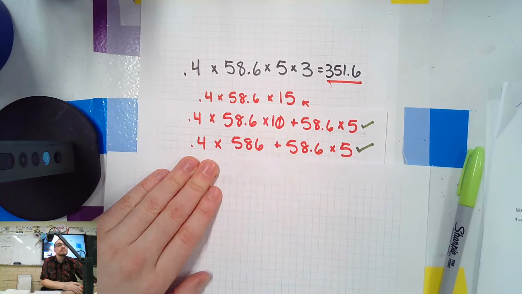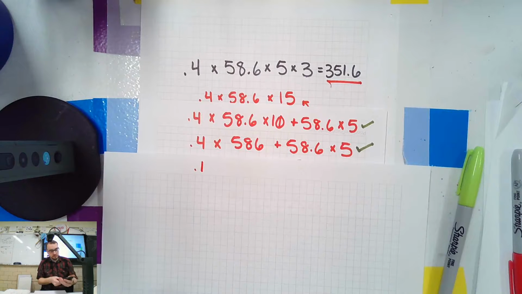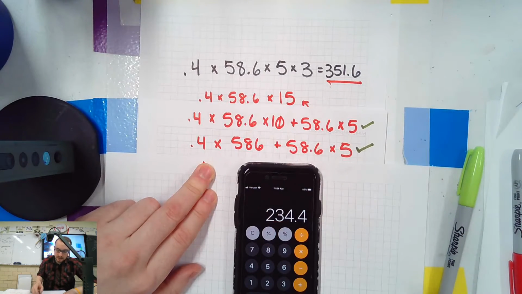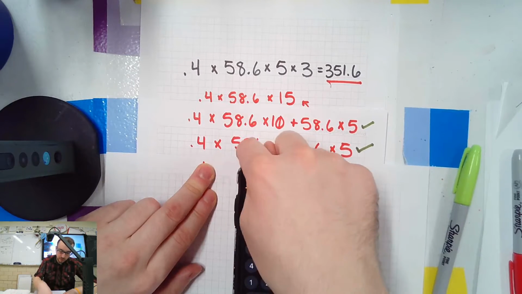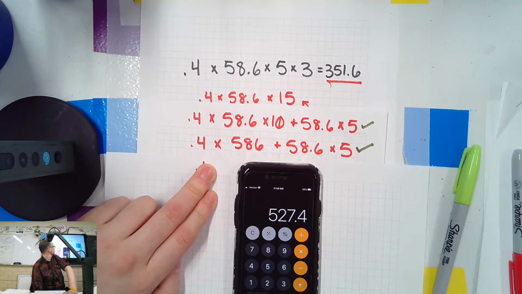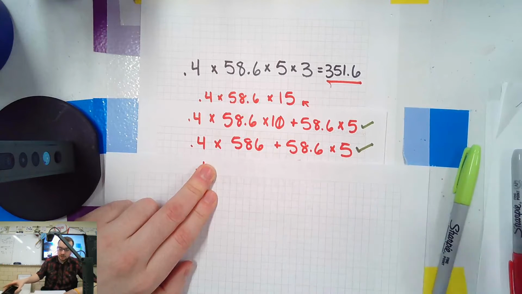58.6 times 10? If you're multiplying by 15, times 10 plus times 5. We can check it on a calculator, right? We can pull it out. Is 0.4 times 586, and then we're going to add it to 58.6 times 5. So this was 234.4. Uh-oh. That's the faulty logic right there. We found an issue.